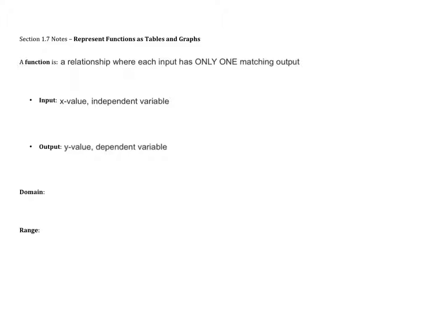Another thing that we talk about when we're talking about functions is the domain and the range. The domain is basically just a list of all the x values or your inputs. And the range is a list of all the y values, which are your outputs. You'll see in the following examples, you'll be asked to list the domain and the range of certain functions.